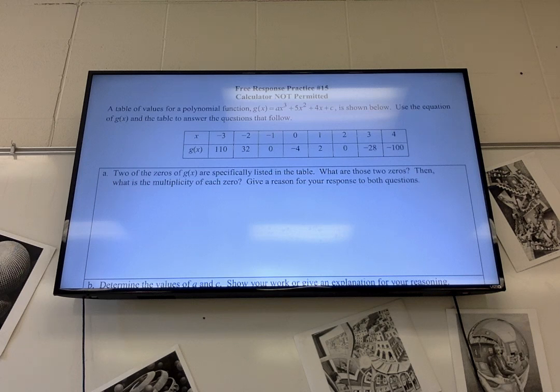So 2 of the zeros of g of x are specifically listed in the table. That's nice to know. What are those 2 zeros? Okay, so those 2 zeros are (-1, 0) and (2, 0). Then, what is the multiplicity of each zero? Give a reason for your response. I'm actually going to separate this out a little bit. Okay, so what's the multiplicity of this one?